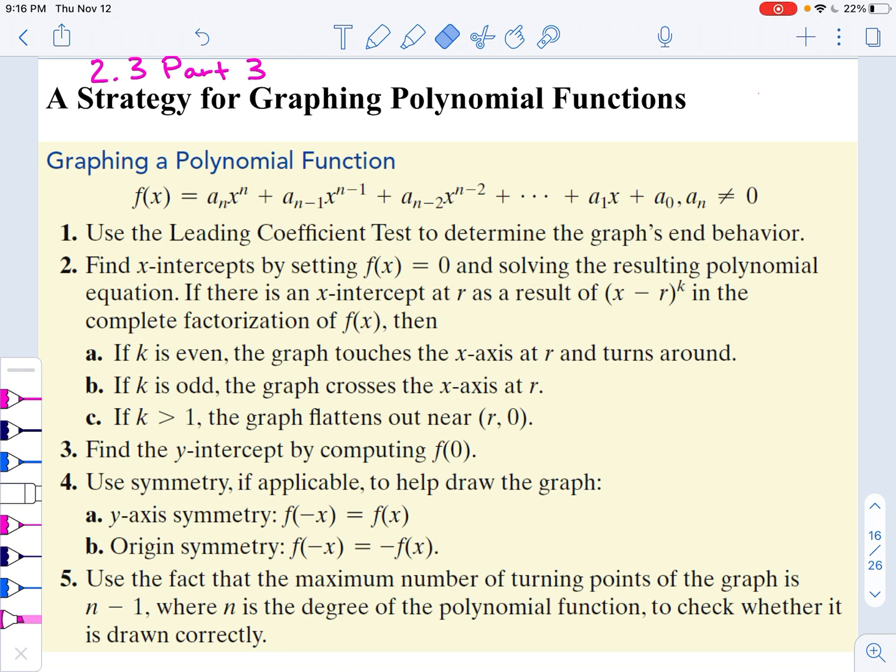Step number 5 says use the fact that the maximum number of turning points of a graph is n minus 1, where n is the degree of the polynomial function, to check whether it is drawn correctly. So remember, we look at the highest power. One less than that highest power is the maximum number of times that graph can turn around.